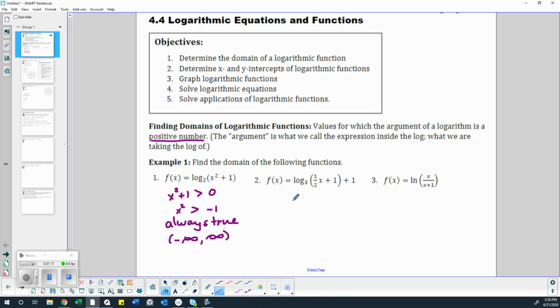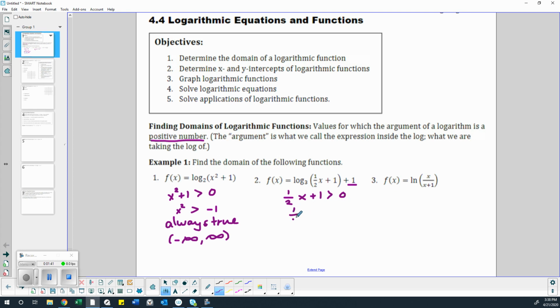The next one, we're going to take the argument 1 half x plus 1 is greater than 0. We don't even need to worry about this one at all. That does not affect the domain. That is only affecting the range, and the range is already all real numbers. That's just moving our graph up 1, but it's still going to be all real numbers. So we're just talking about the domain. We're just setting the argument greater than 0.